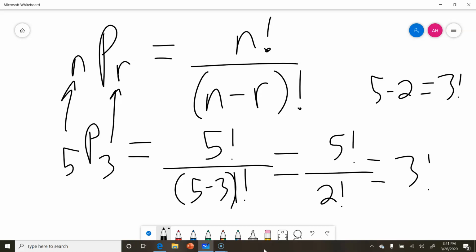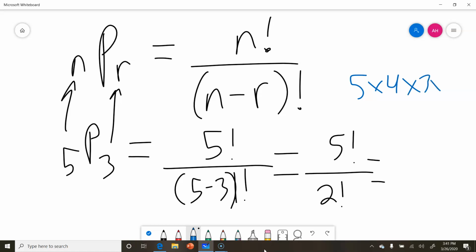So what that, or sorry, don't listen to me. Not going to be 3 factorial. We don't subtract these. So we have this right here, 5 factorial up top, and we have 2 factorial on the bottom. So the way that we would write this is we're actually going to write this out. If you want to do this, 5 times 4 times 3 times 2 times 1 divided by 2 times 1.